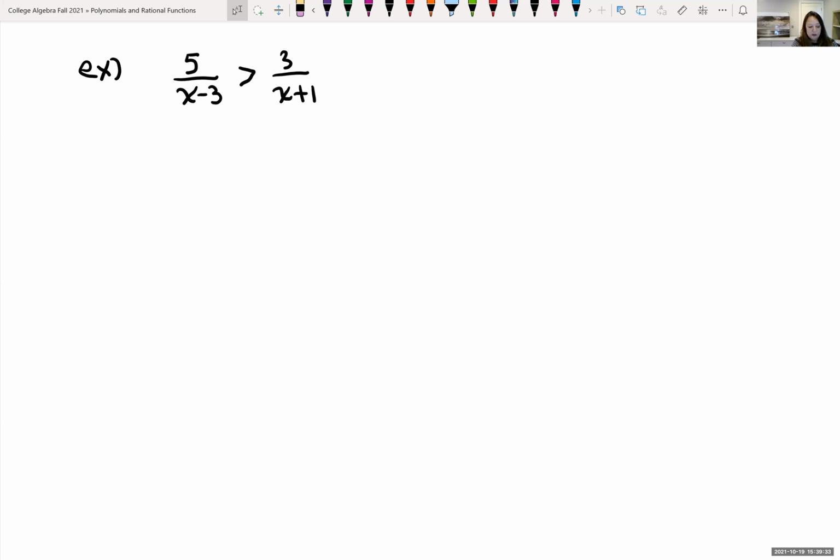So again, we want to get everything to one side of the inequality. So let's subtract 3 all over x plus 1 from both sides. And so we get 5 all over x minus 3 minus 3 all over x plus 1. This is greater than 0. So we are going to rewrite this as a single fraction. And so we need a least common denominator. And our least common denominator is x minus 3 all times x plus 1.